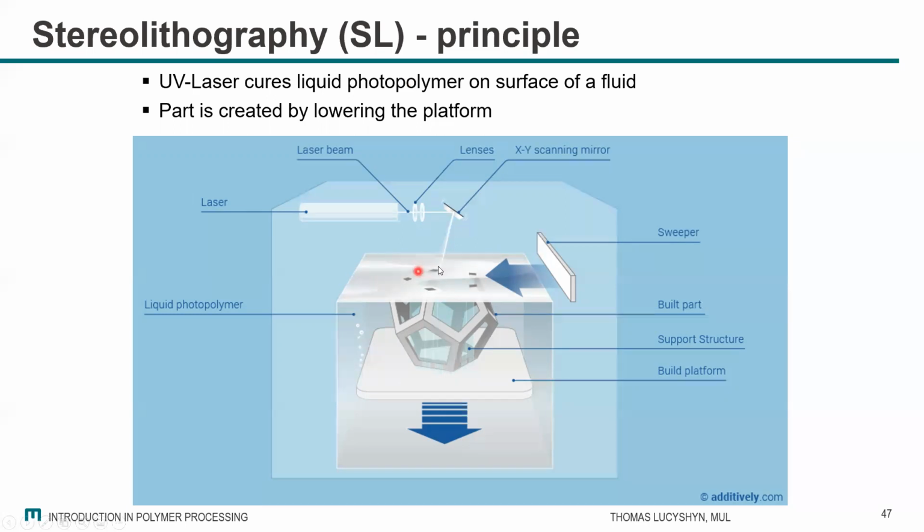So only on those local positions where the laser is acting, there we have a transformation of the liquid into a solid. And then step by step, the platform is moving downwards, and for the next layer, certain positions are cured, and then in the end, you can create and grow such complex geometries.